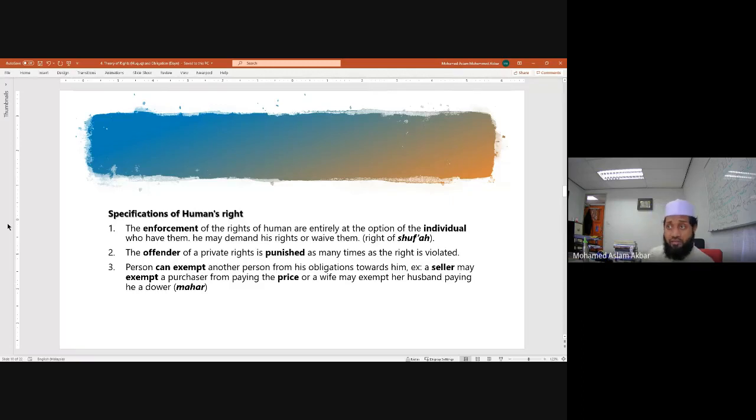What are the specifications of human rights? You can say rights of human. Maybe we say human right, but it's better to say rights of human. The enforcement of the rights of human is entirely at the option of the individual who has them. He may demand his right or waive it. It is up to you totally.